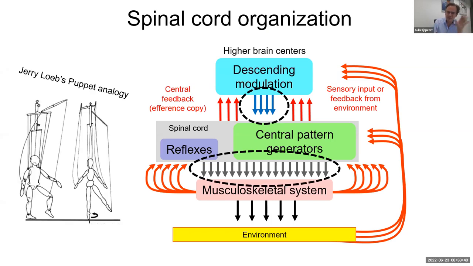And that's why I like this image of Jerry Lubb of seeing the spinal cord and the musculoskeletal system as a puppet on strings, where, playing with a finite set of descending drive, modulating mainly the CPGs, but also modulating reflexes, you can generate a whole series of movements, and the spinal cord circuits are basically building blocks for movement.